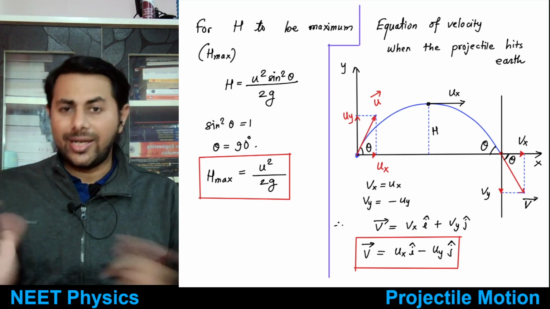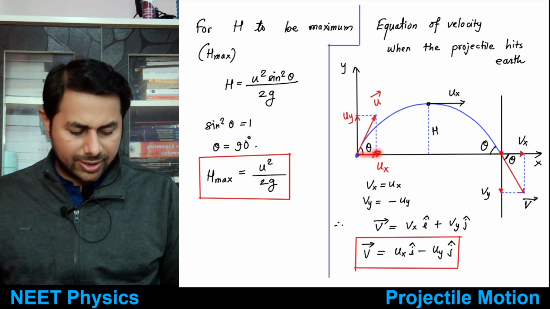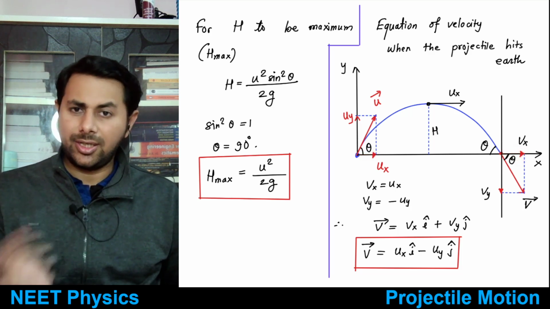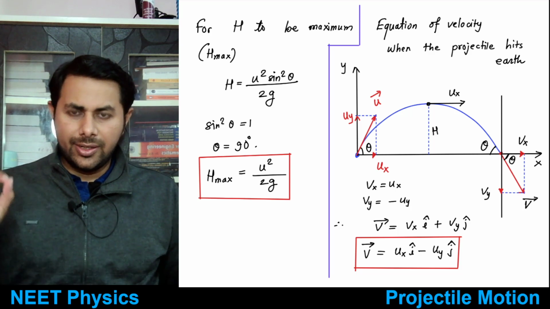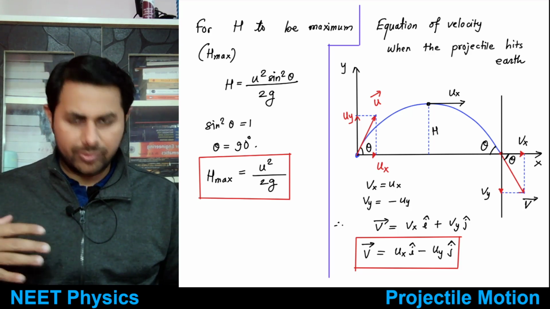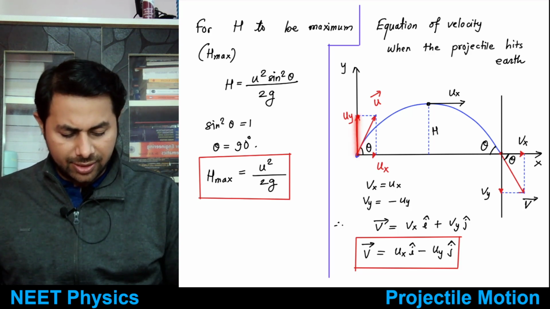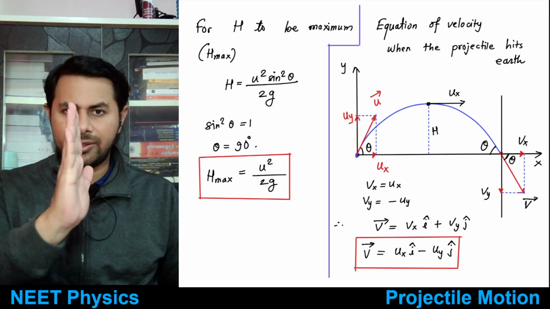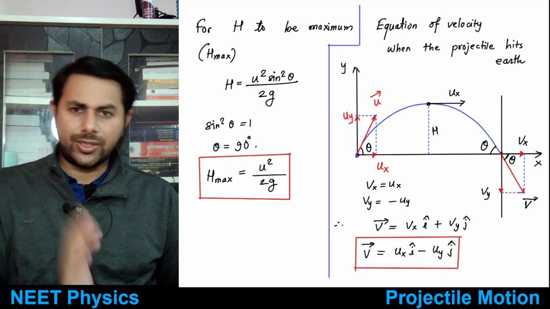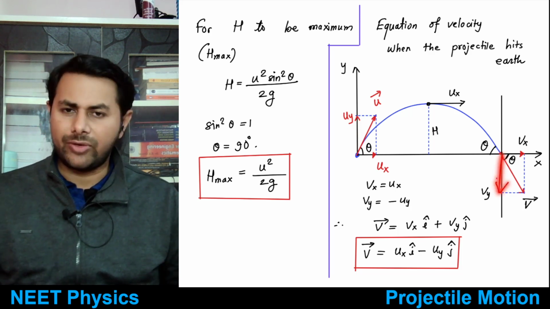Okay, what else is equal? The horizontal component of velocity at this point and at this point is also equal. Then that means the vertical component will also be equal in magnitude, right? But there is only one change: here the vertical component is directed upwards, because this is ascending motion, and when it comes back the vertical component will be directed downwards.